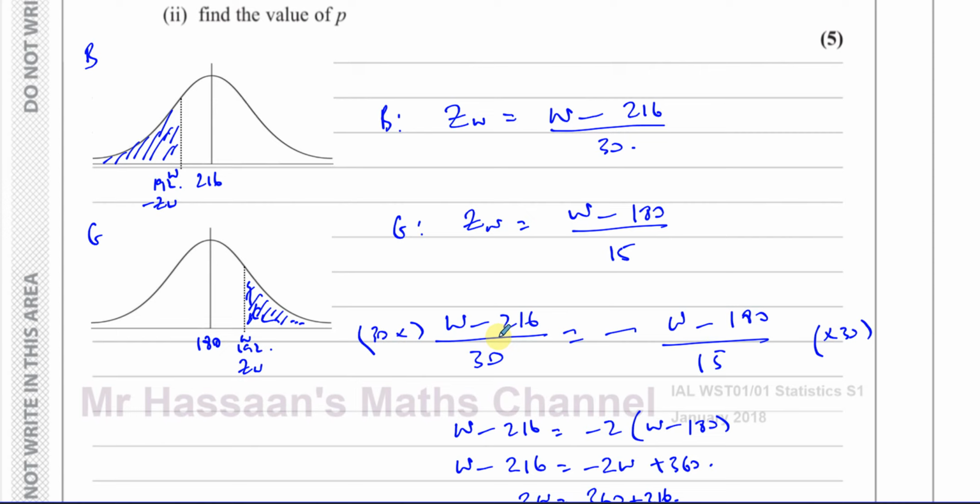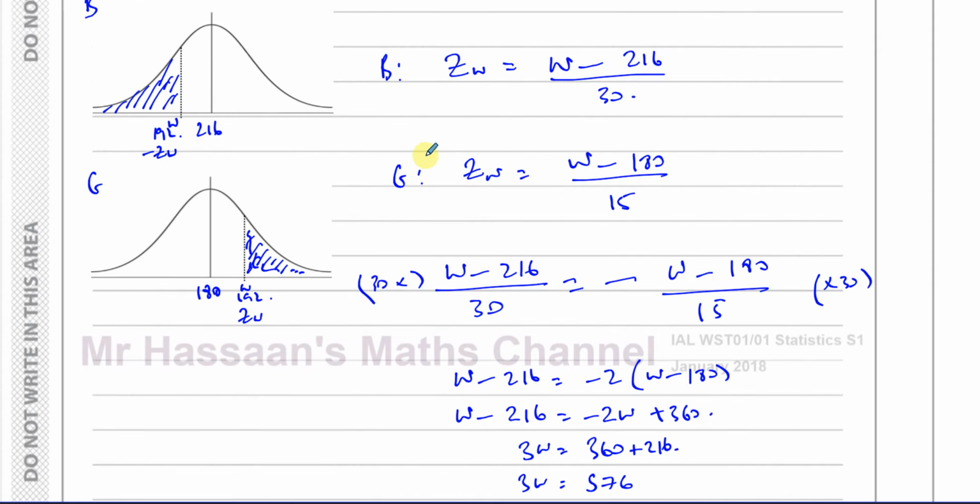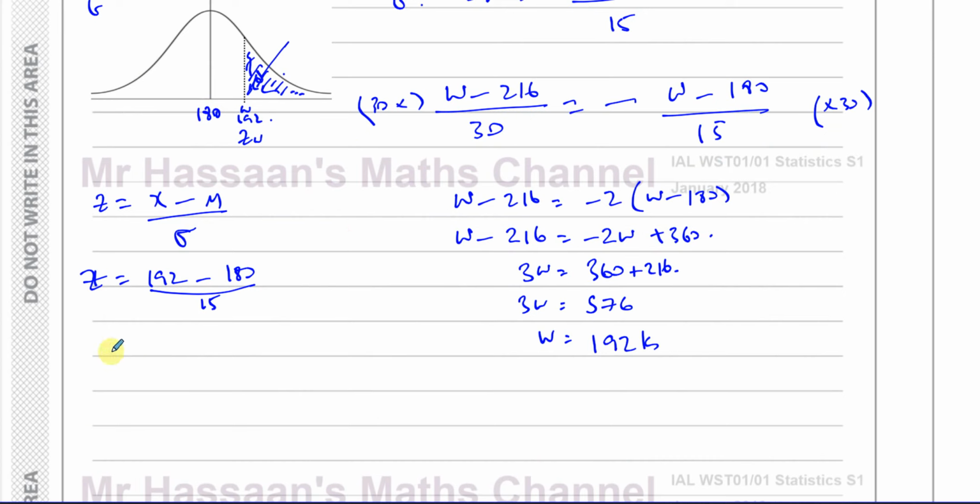So now we can work out what the value of P is. We want to find the area over here, or this area over here. Let's use this value. Let's standardize this W value. We've got Z equals X minus the mean over the standard deviation. So if we take this 192, we take 192 minus 180 over 15. I've taken it from the side of the gorilla because it's on the positive side.